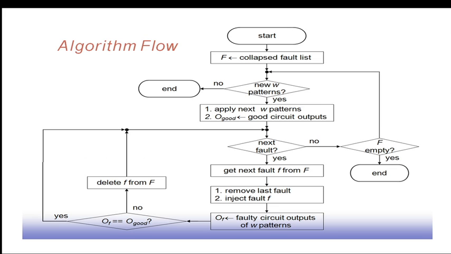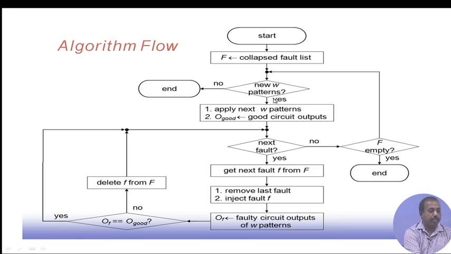This is the flow of the algorithm. We start with the collapsed fault list. As soon as we get new W patterns from the test set, we apply the next W patterns, and the output good is the good circuit output. This is basically the fault-free simulation. So we take the next W patterns and do a fault-free simulation.